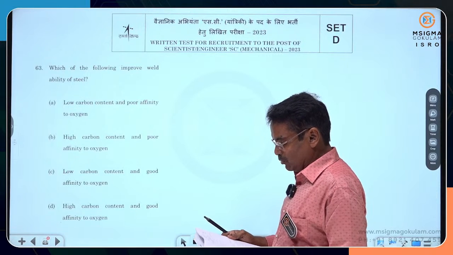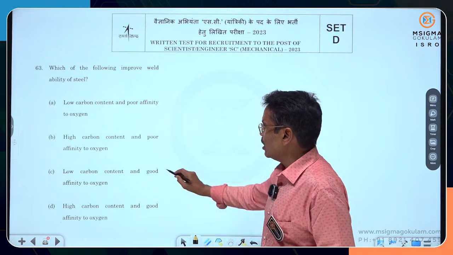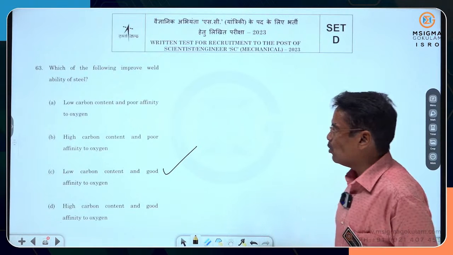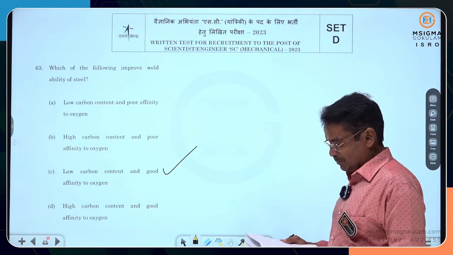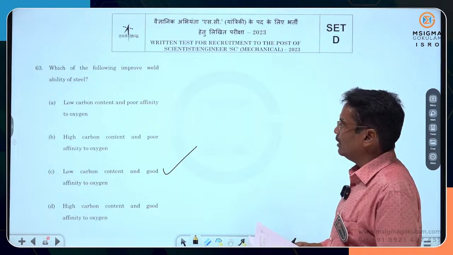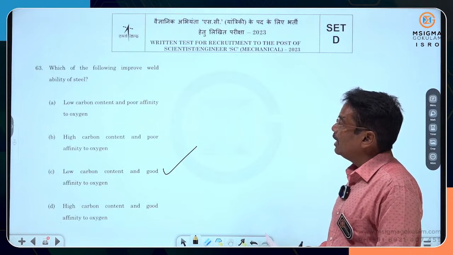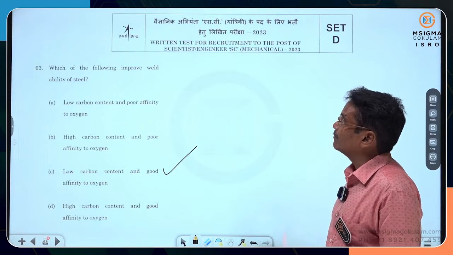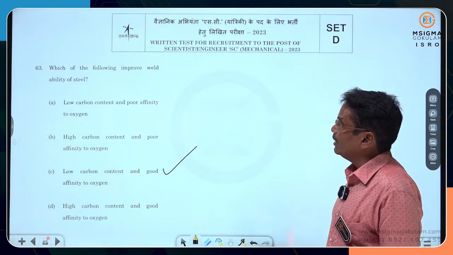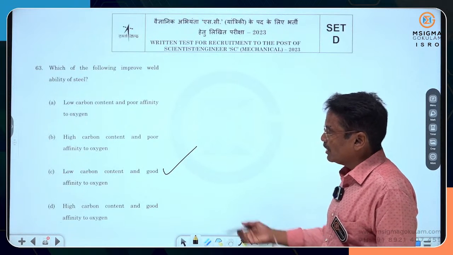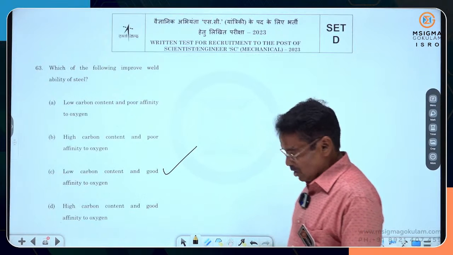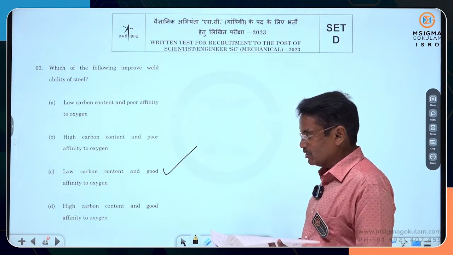Which of the following improve weldability of the steel? Low carbon content and good affinity to oxygen. That will be low carbon content and the weldability. Weldability of the steel will be more if the carbon content is low and there is good affinity to oxygen. Answer is C.